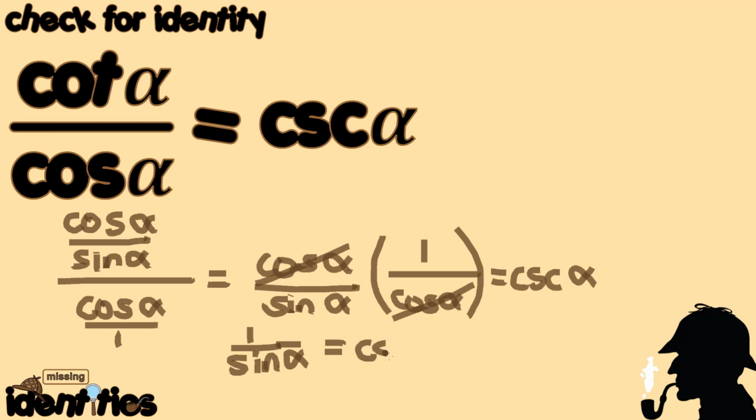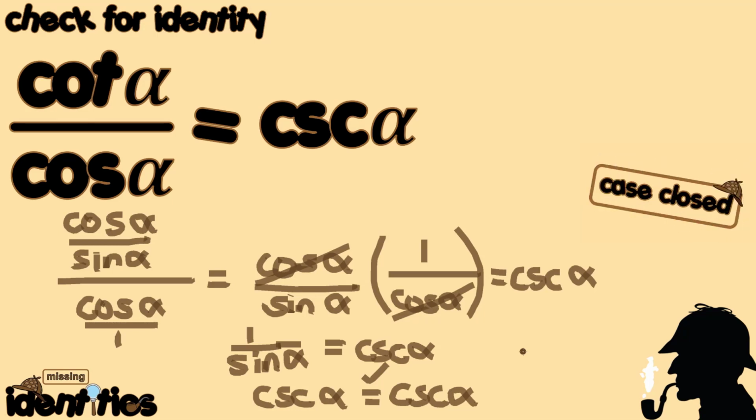So let's not stop here, let's continue. We know that 1 over sine alpha is actually equal to cosecant alpha, and of course the right-hand side is already a cosecant alpha. Once you reach this point, you have now verified or checked this given identity, saying that the ratio of cotangent alpha and cosine alpha is equal to cosecant alpha. This case for missing identity is now closed.